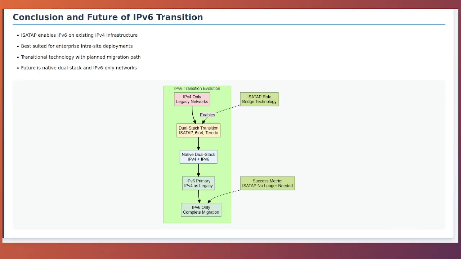When an organization's entire network operates with native IPv6 and ISATAP can be decommissioned, the transition mechanism has fulfilled its purpose. As the networking industry continues moving toward IPv6 first and eventually IPv6 only architectures, technologies like ISATAP will fade into history, having served their critical role in bridging the gap between two eras of Internet protocol architecture.